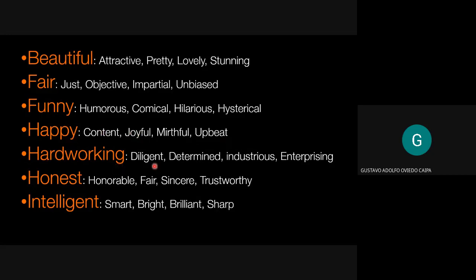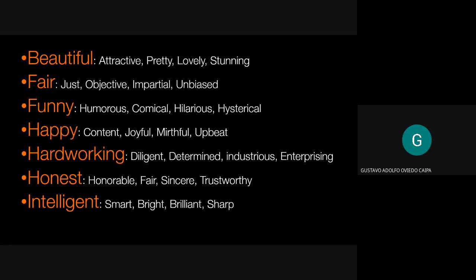All right, hardworking: diligent, determined, industrious, enterprising, or honest. We can also see as synonyms: honorable, fair, sincere, trustworthy. Intelligent: we can see some examples like smart, bright, brilliant, and sharp. So not a lot of complications in order to talk about synonymy.